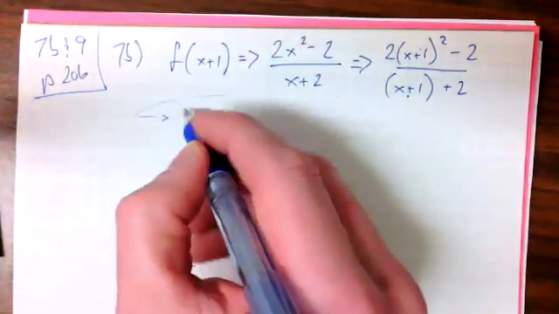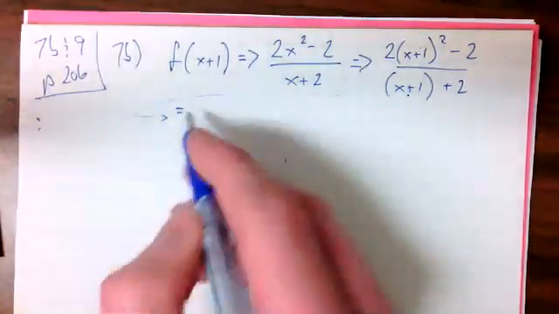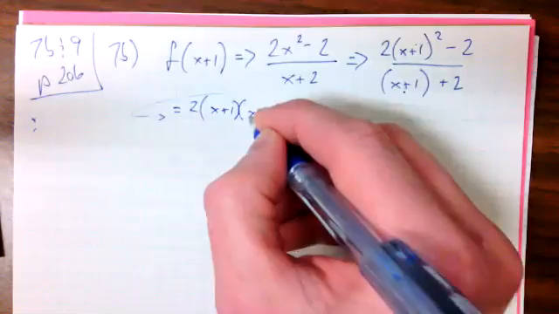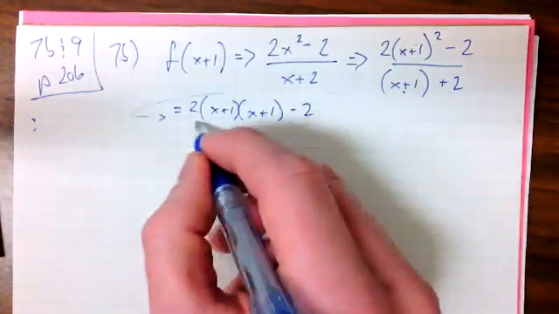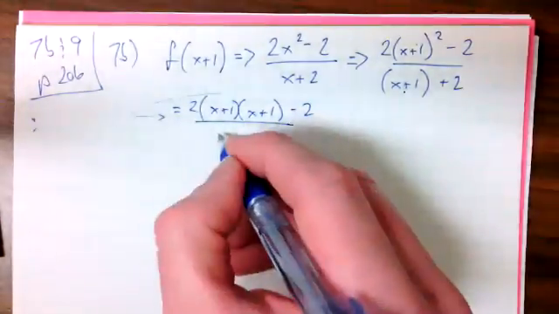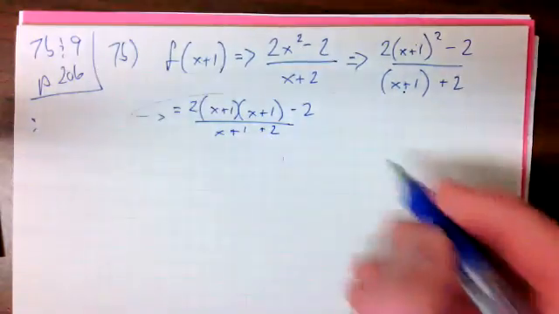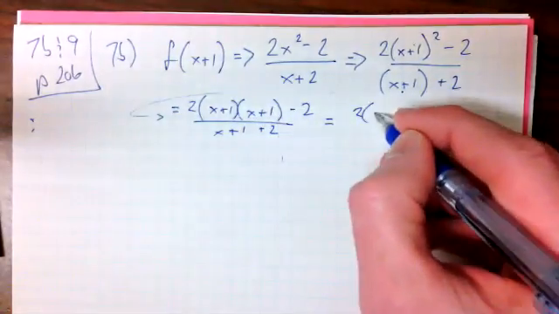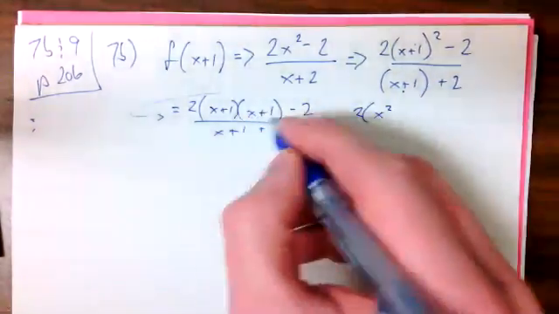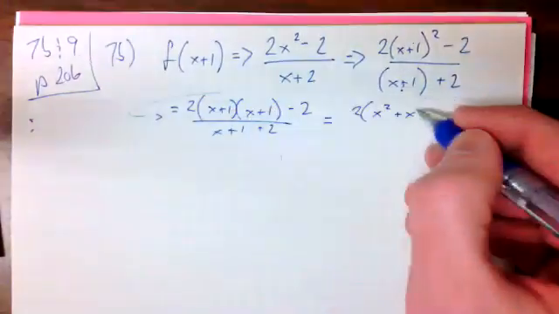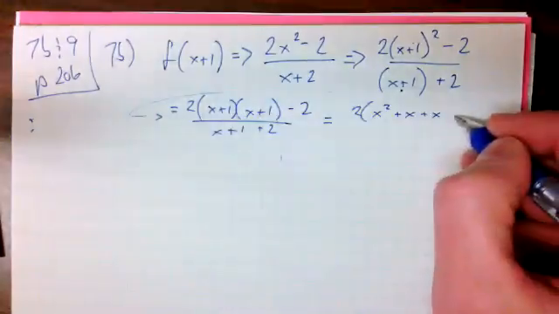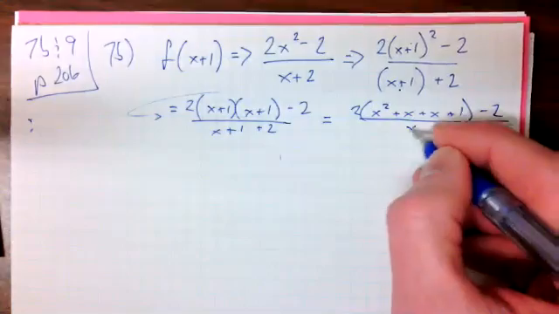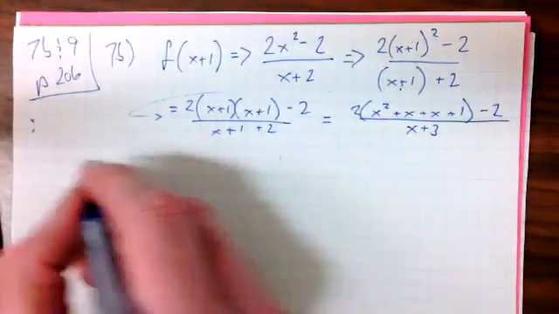Come back around here just in the interest of space. So it's 2 times x plus 1 squared, which is x plus 1 times x plus 1, minus 2, over, we can drop that bracket, x plus 1 plus 2, equals, multiply those. So 2, x times x is x squared, x times 1 is x, 1 times x is x, 1 times 1 is 1, and we've got the minus 2, all over x plus 3, equals, I'm going to move right over here.